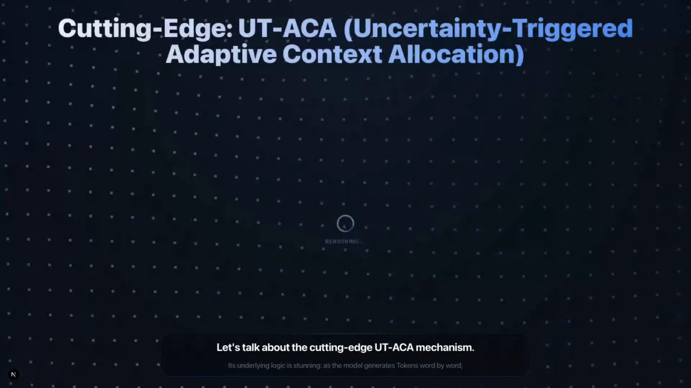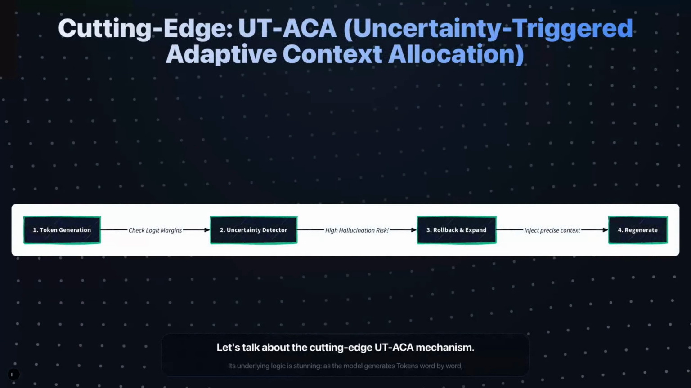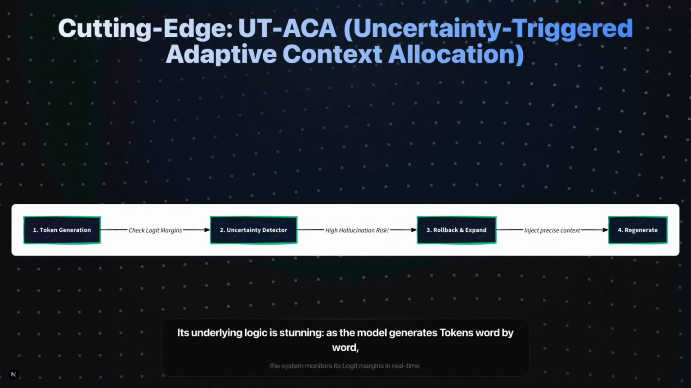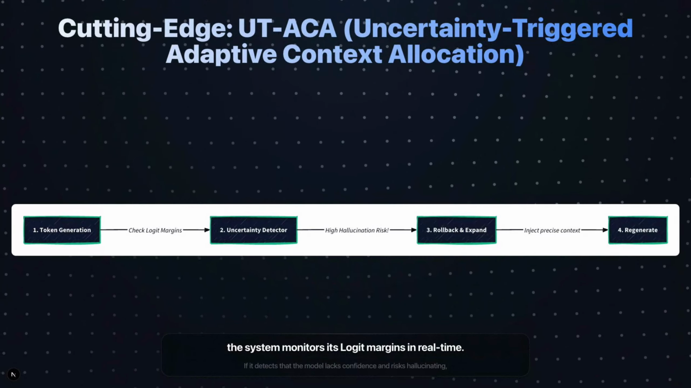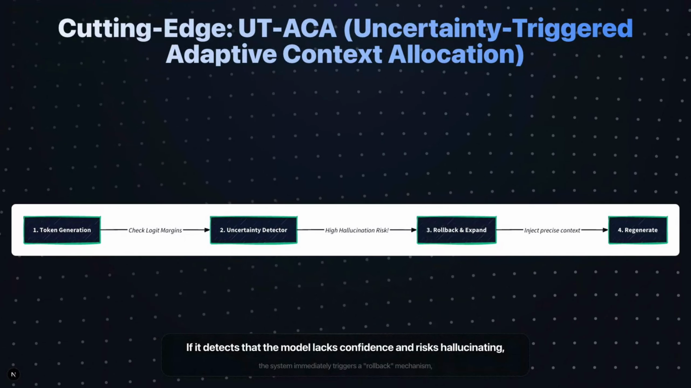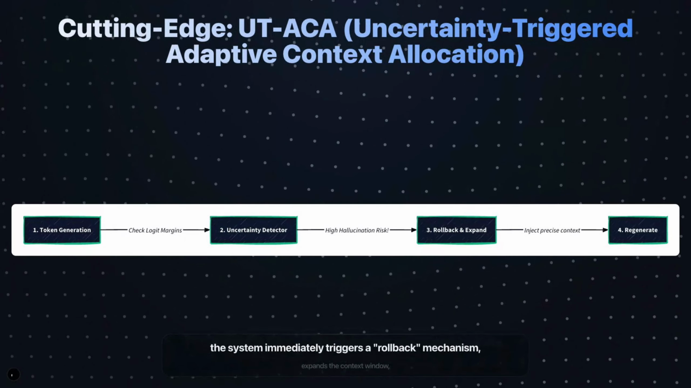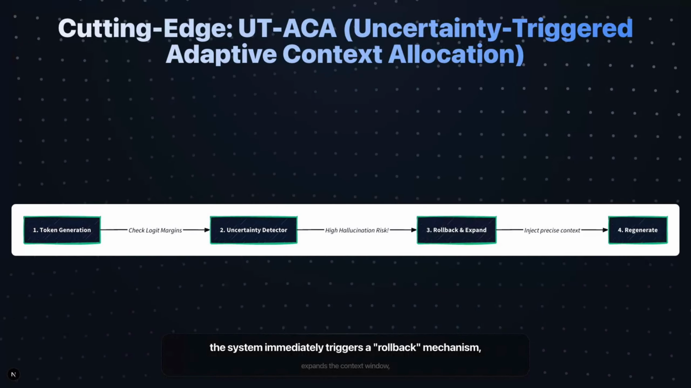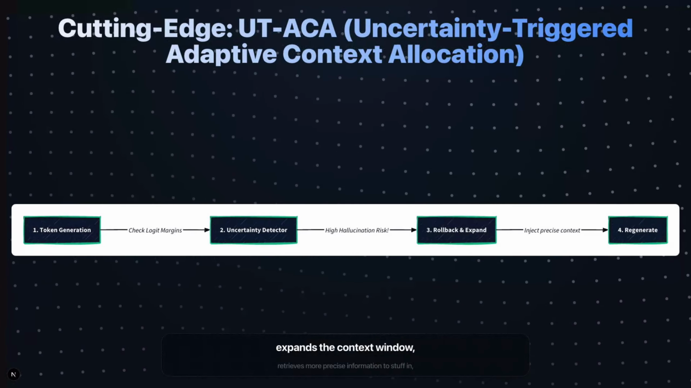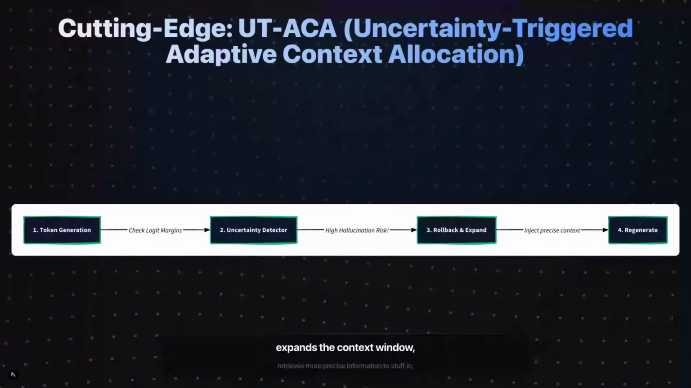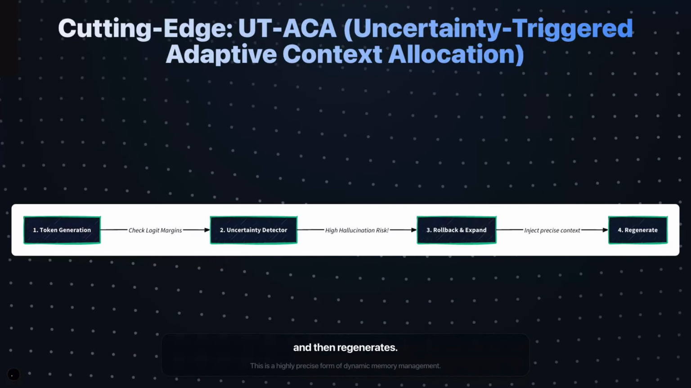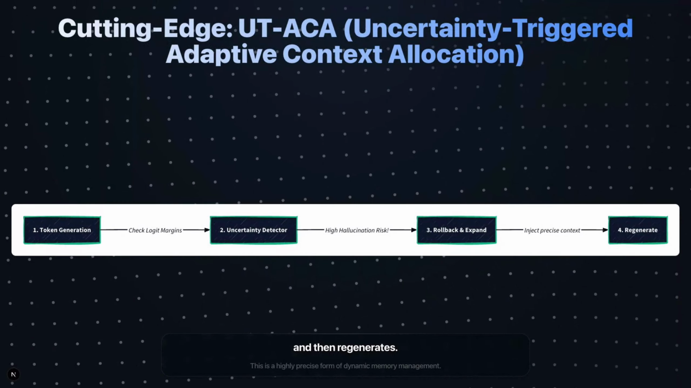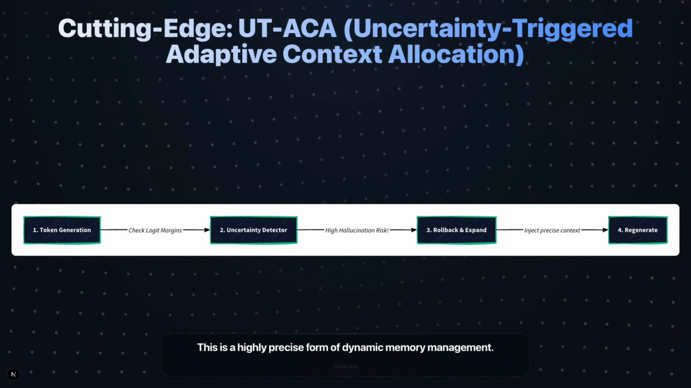Let's talk about the cutting-edge UTRKA mechanism. Its underlying logic is stunning. As the model generates tokens word by word, the system monitors its logit margins in real time. If it detects that the model lacks confidence and risks hallucinating, the system immediately triggers a rollback mechanism, expands the context window, retrieves more precise information to stuff in, and then regenerates. This is a highly precise form of dynamic memory management.